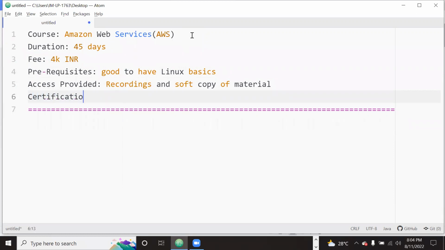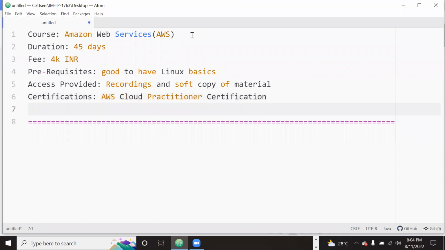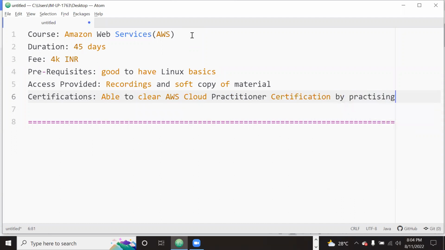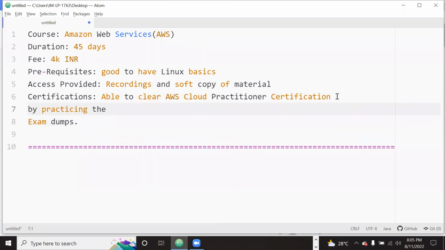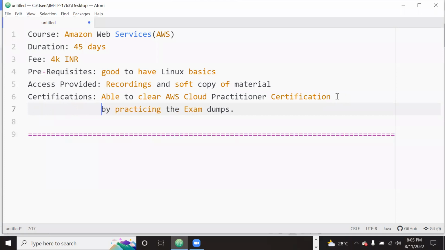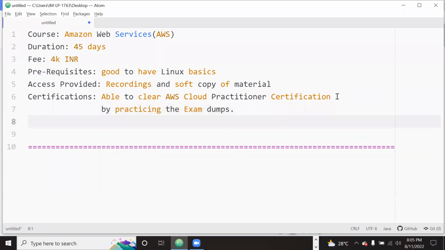And then certifications. After completion of this course, you will be able to write and clear the AWS Cloud Practitioner certification by practicing the exam dumps. Dumps are very important. I'm not going to give these dumps, but there are third-party sites that give the dumps, model examinations, and practice environments. I will let you know about them. So this is in brief about this course.